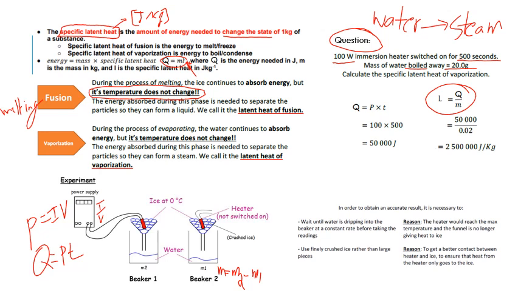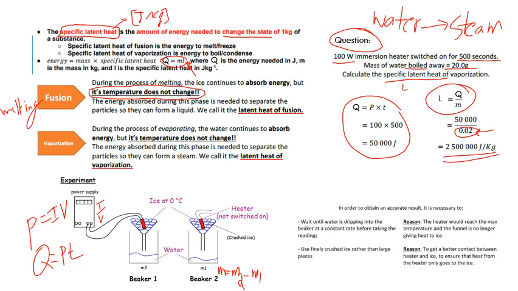Now the question was to find the specific latent heat of vaporization, which is L. To find L, we need Q and M. Q we don't have given straight away in this question, but we can easily find it by multiplying power with time. So we get 50,000 joules, and then we divide it by the mass. As you can see here, this mass was changed into kilograms by dividing it by 1,000. That's a trick that some of you sometimes miss, and it happened in our last exam. So please make sure that you change it to kilograms, and that's the answer for L, which is 250,000 joules per kilogram.